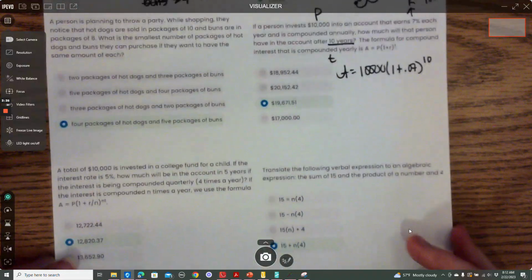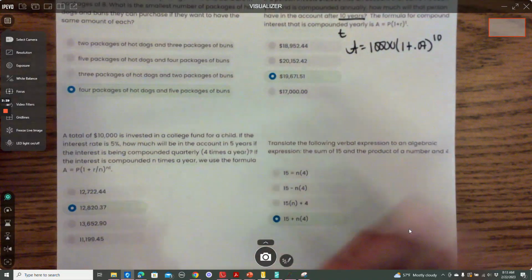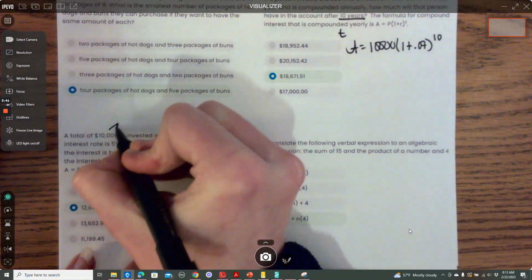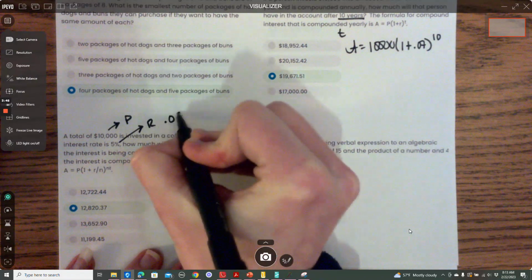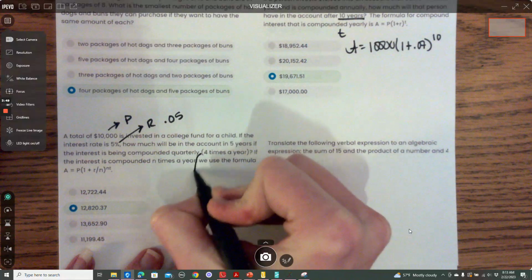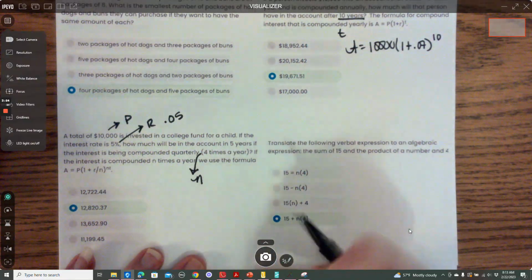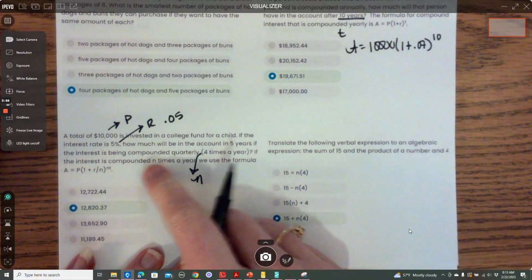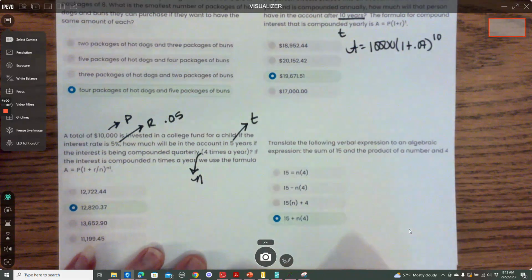The next one is compound interest again, but this time we're compounding it 4 times a year, compounding it quarterly. So the 10,000 is still my principal. This is my rate, so 5% is 0.05. This right here, how often you're compounding it, 4 times a year. That's your N, number of times you compound it. And then 5 years, the total amount of time, that's your T.